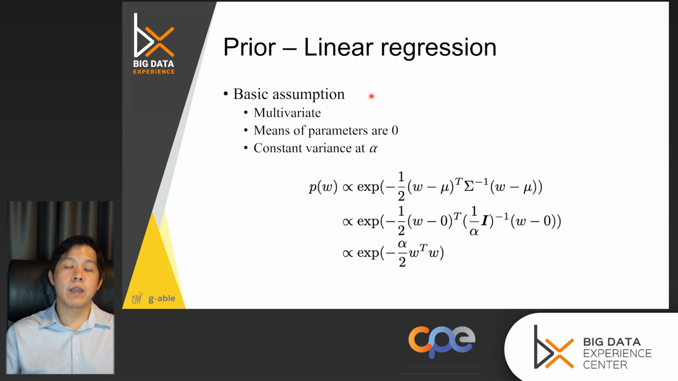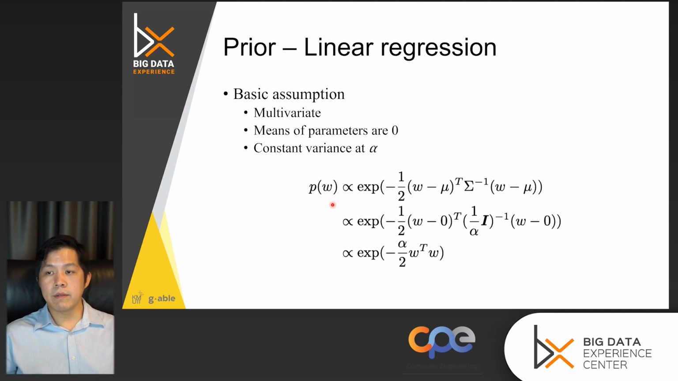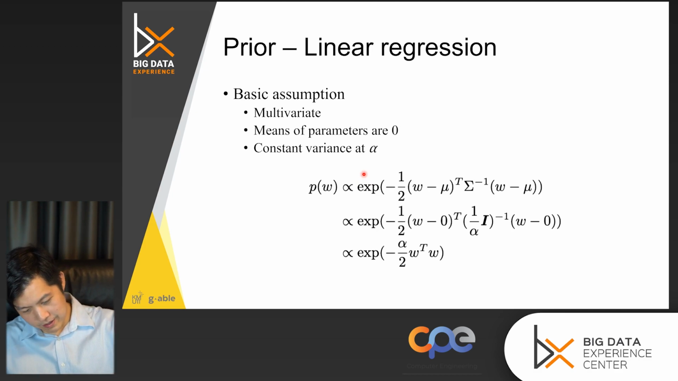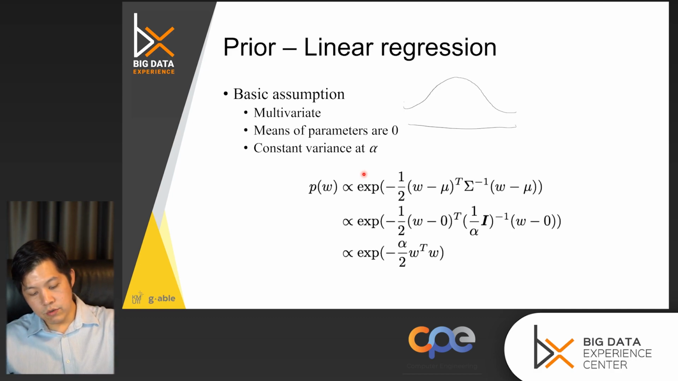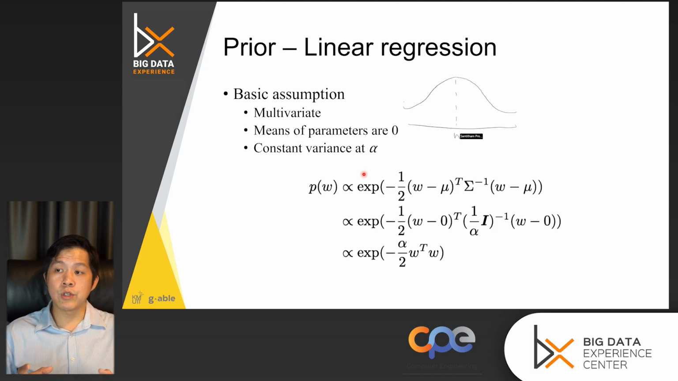We have a multivariate linear regression, and we assume that the mean of the parameters should be 0, with a constant variance alpha. We impose this on the model, and that makes the prior probability of W directly proportional to these terms. The weight has to be distributed in a normal distribution manner again. We assume the expectation value of the weight should be 0, which is why we substitute 0 into the parameter distribution.